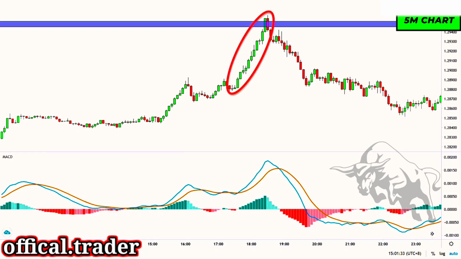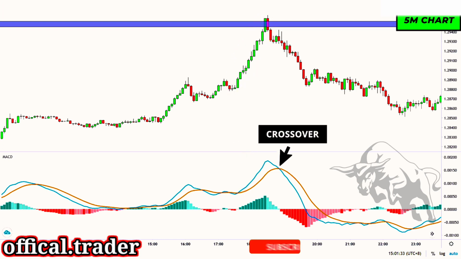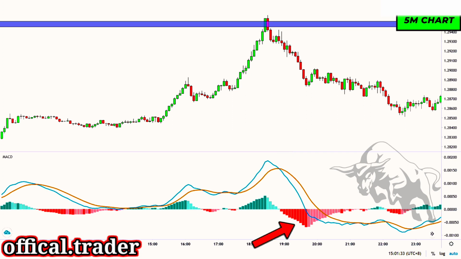We see a final push up from price into the 4-hour level of resistance, and the green bars on our histogram begin to get bigger as the MACD line and signal line begin to separate. Eventually, we see the MACD line cross over with the signal line here after price has rejected the 4-hour level. This would be our signal to enter a sell trade, so we would enter on the corresponding candle right here. We then see bearish momentum come into the market as the red bars on our histogram begin to grow larger.